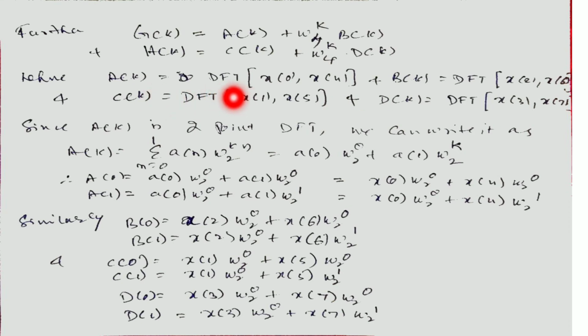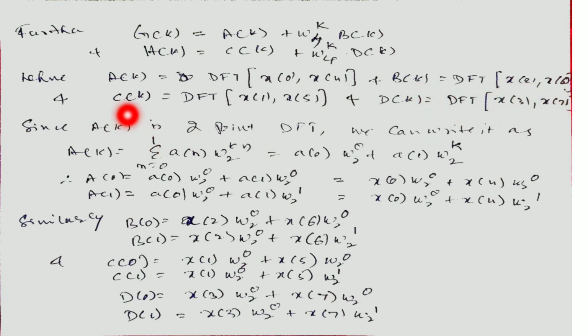So earlier for g of k, we considered the values of x of 0, x of 2, x of 4, x of 6. Again, among these, even indexed values are x of 0, x of 4. Odd indexed values are x of 2 and x of 6. Therefore, a of k is the DFT of even indexed values, namely x of 0, x of 4. Similarly, b of k is the DFT of odd indexed values, namely x of 2 and x of 6.